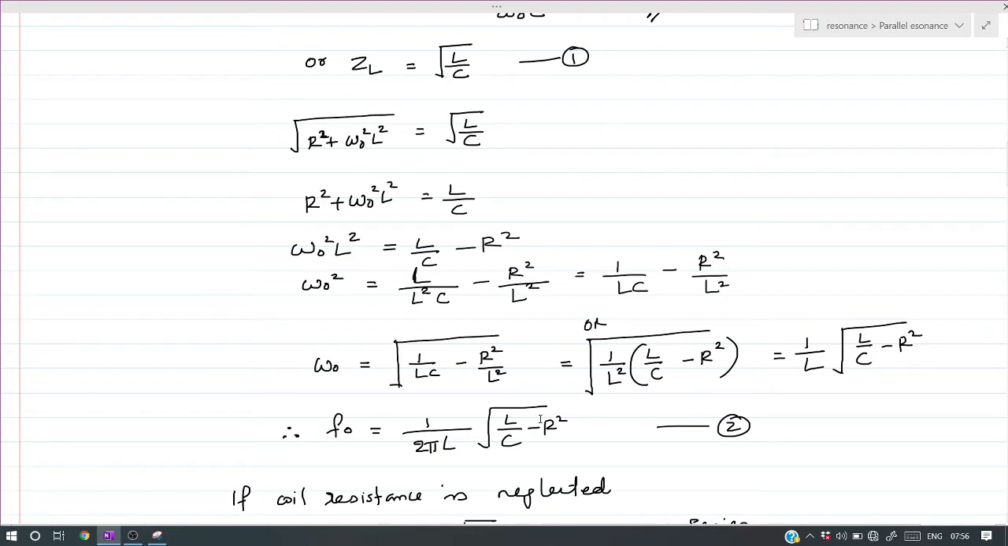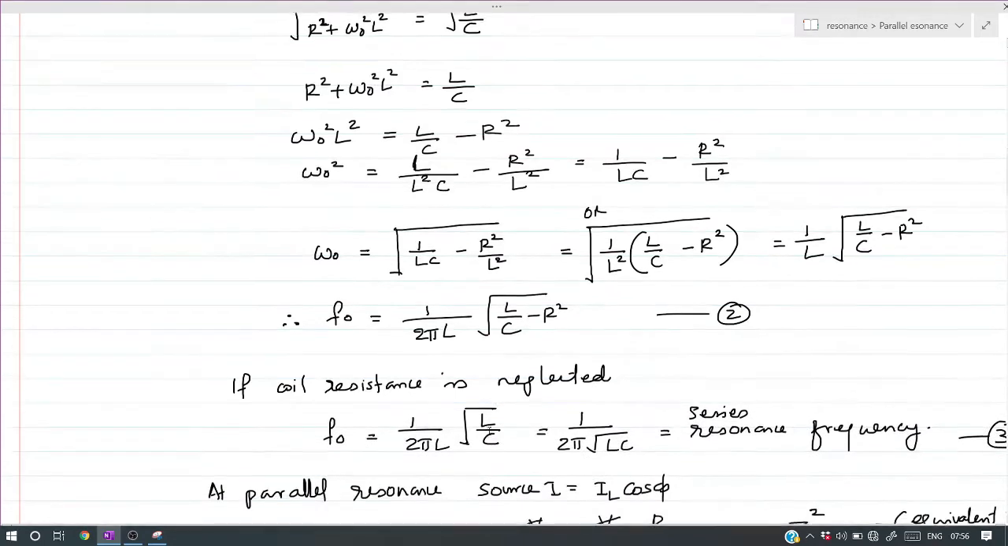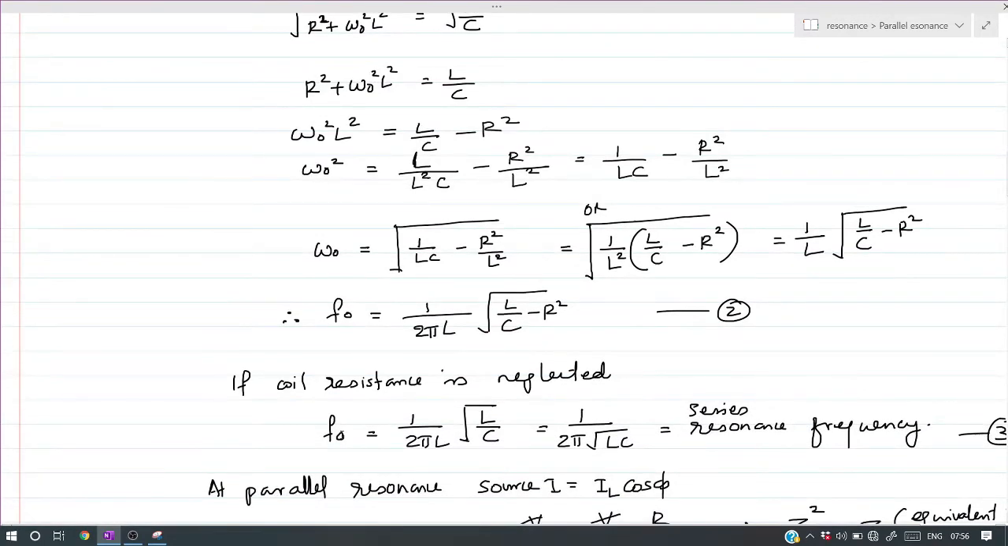So in this case, if we are neglecting coil resistance R, the expression can be simplified as F0 is equal to 1 by 2 pi root LC, which is exactly similar to that of series resonance frequency. Let it be equation number 3. So if coil resistance is neglected, resonance frequency is the same as that of the series resonance frequency. Parallel resonance frequency is equal to series resonance frequency if we are neglecting coil resistance.